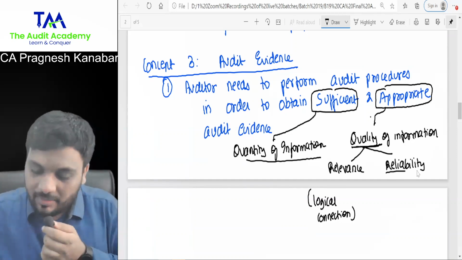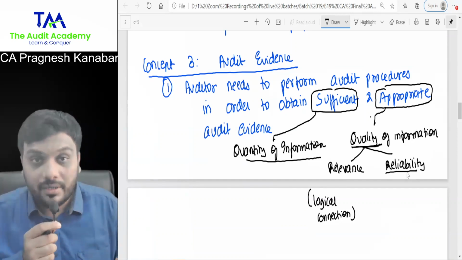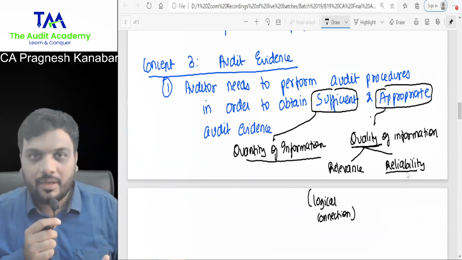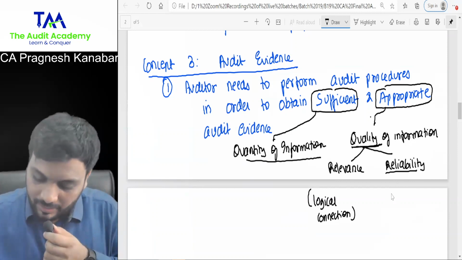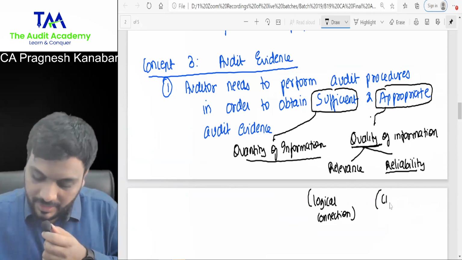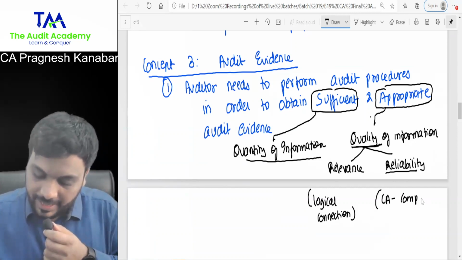And what do you understand by reliability? You will require the original documents, correct? The documents which appear to be complete, accurate. So reliability means CA, complete and accurate.